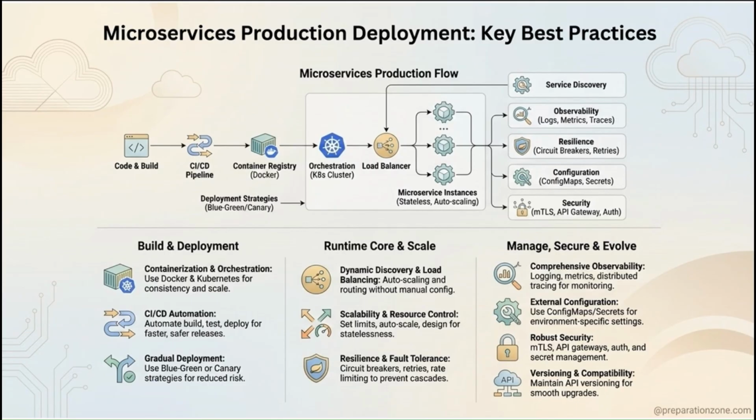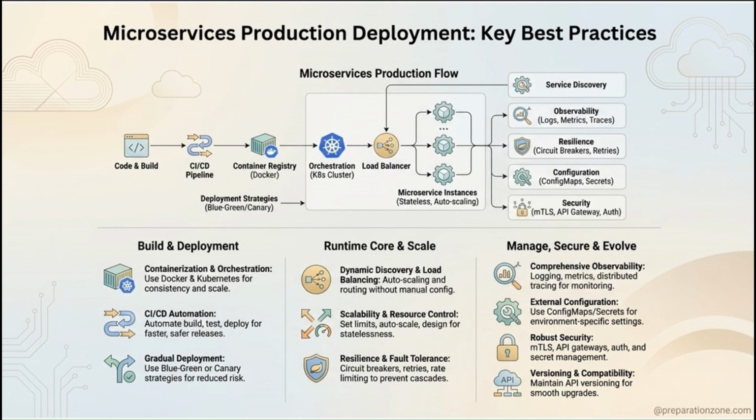Containerization and orchestration. Your deployment foundation. We always start by containerizing our services with Docker. That gives us consistent, predictable builds every single time. Then we add those containers to an orchestrator like Kubernetes, which takes care of scaling, scheduling, and keeping everything running smoothly. It is the backbone of a stable production environment.